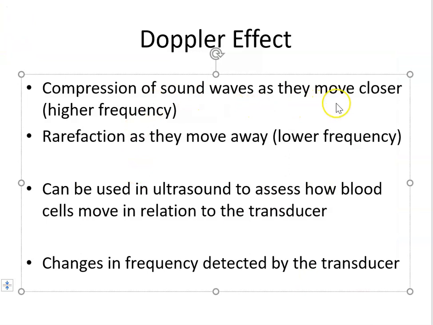So we get compression of sound waves as something moves towards you. We get rarefaction, which is the opposite of that, when something moves away from you, and you get a lower frequency then. And we can use this principle to assess how blood cells move in a blood vessel in relation to the transducer. If blood cells are moving towards a transducer, you get compression of sound waves. If they're moving away, you get rarefaction. And that can be used to tell you the speed of blood flow within a blood vessel and which direction the blood is going in.